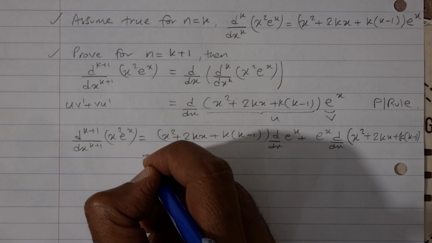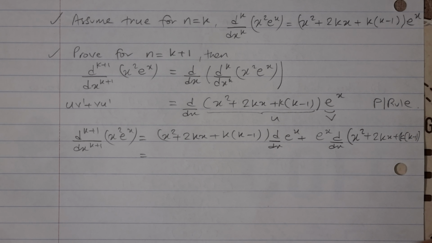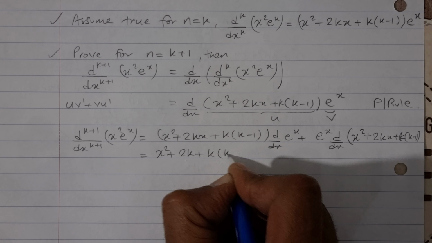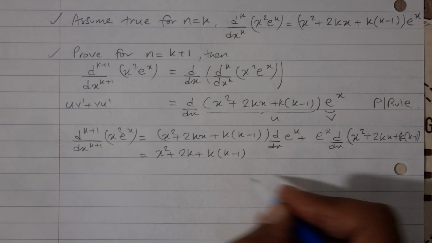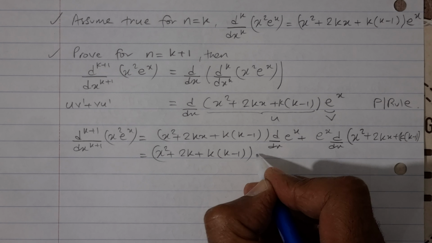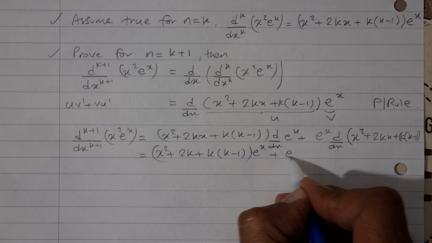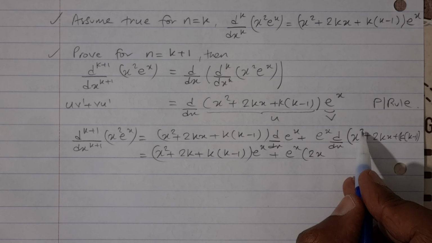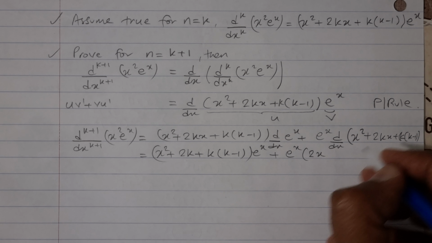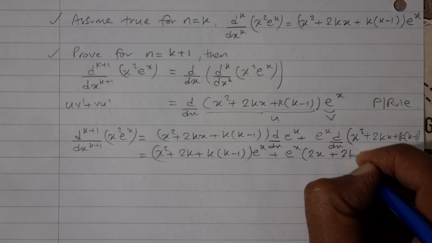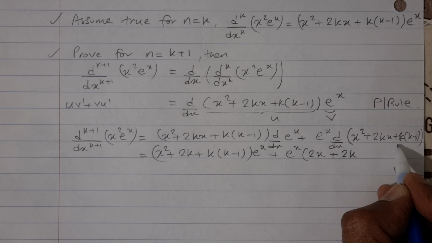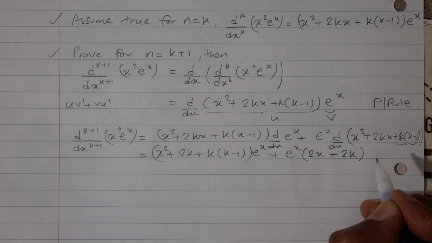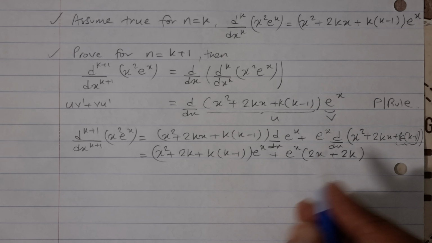So if I were to differentiate e to the x, I'm going to end up with e to the x. So I have then x squared plus 2kx plus k into k minus 1, and then all of that times e to the x, plus then e to the x, differentiating all of that inside. I'm going to get 2x, because the derivative of x squared is 2x. The derivative of 2kx is 2k. And this one here is a constant, so its derivative is going to be equal to 0. So we can add 0 and nothing; you just don't need to put the 0 there.